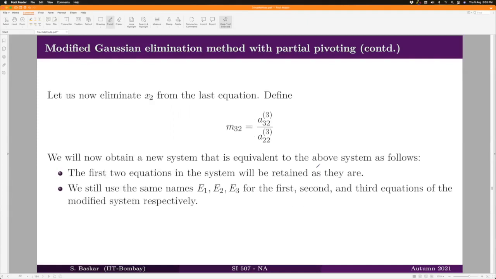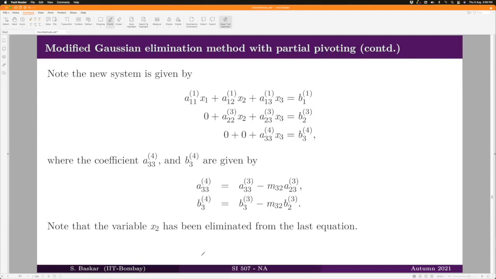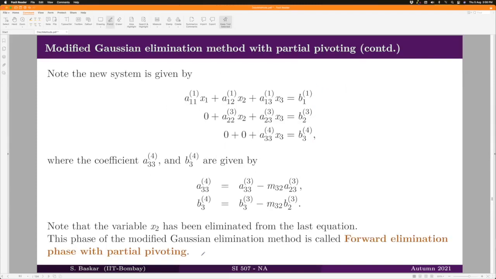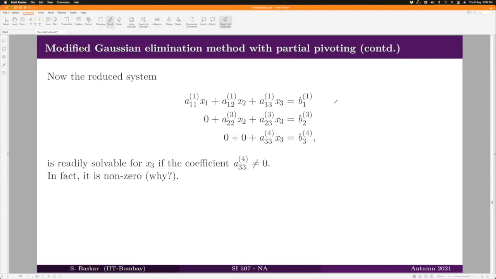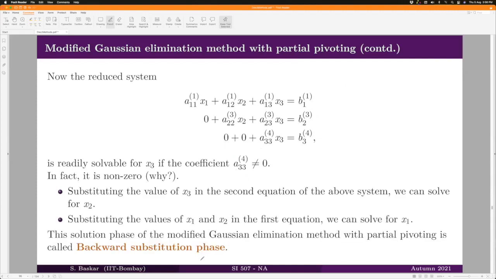So let me skip all these discussions because they are exactly the same as what we did in the naive Gaussian elimination. And thereby, now we got the upper triangular system. Once you have the upper triangular system, you again go for the backward substitution. Your forward substitution is over and go for the backward substitution. Remember, for the backward substitution, we still need this condition. Again, the backward substitution idea is exactly the same as it is in the naive Gaussian elimination method.